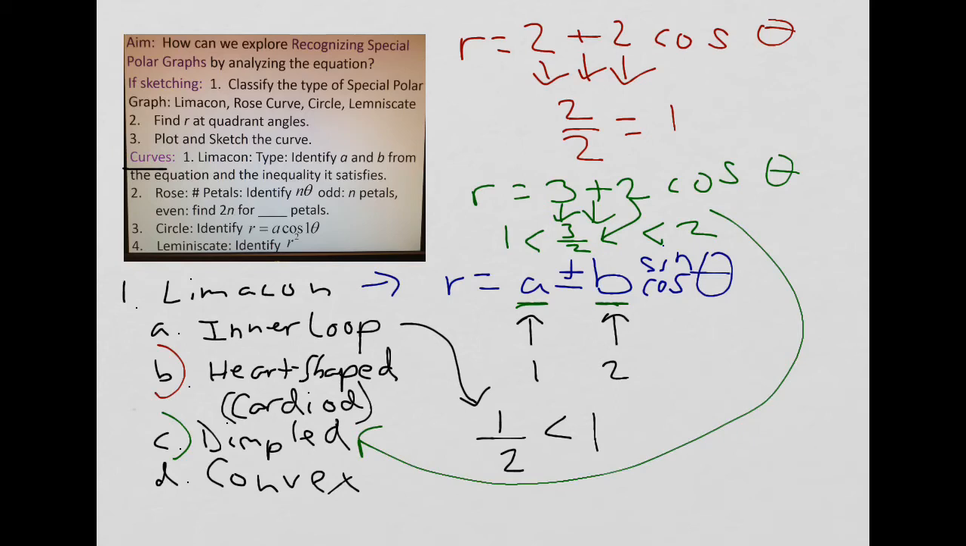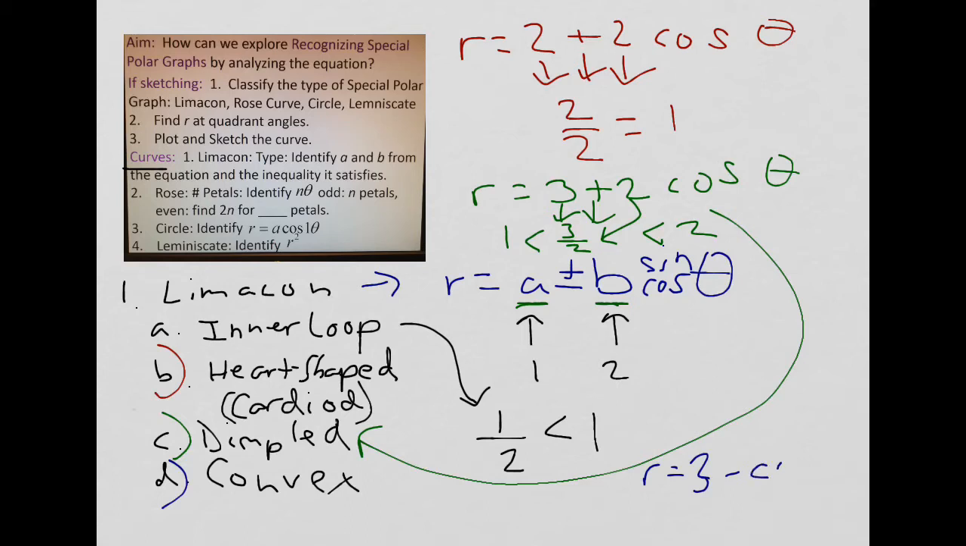So that leaves us the last one here, convex. That is when your equation, I'm going to switch it up a bit, make that 3. And I haven't used the negative sign yet, so we'll do that.